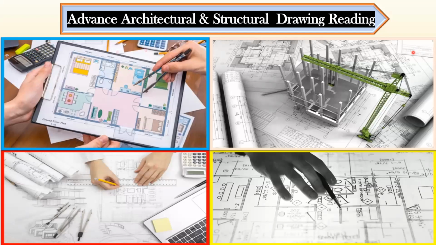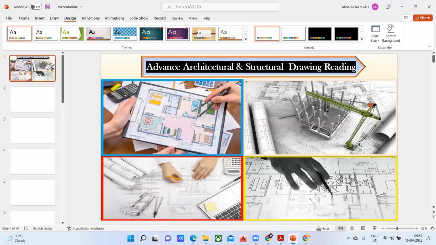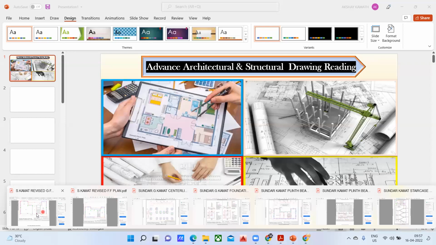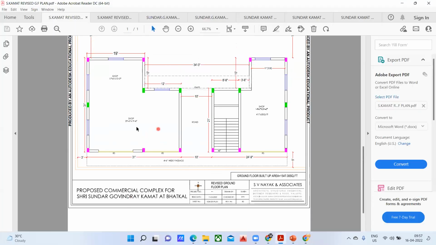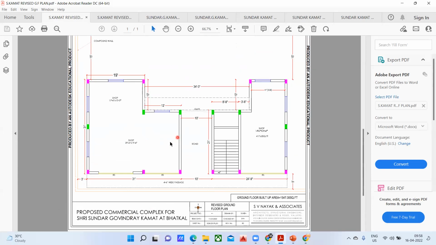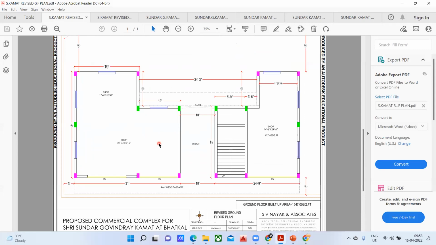So in this lecture, I'll be taking one commercial building, and for the same building, we'll try to see how the plan is prepared, and we'll try to see the structural drawings that are required for our understanding, right? So I'll be taking you to one of the plans now. Right now, this is a commercial complex which we are presently doing. Just have a look at the plan, and then I'll explain all those things, right?